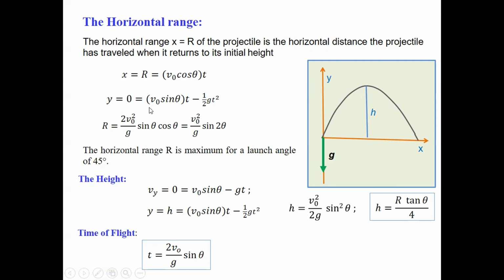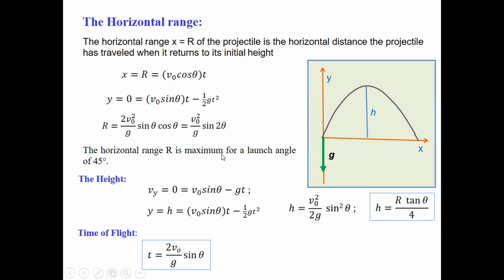So from both of these equations, we can reduce and find out the range. From this, we find the value of t and substitute it back. It is v naught square times 2 divided by g into sine of theta and cos of theta. And we know 2 sine theta cos theta is sine of 2 theta. Therefore, the trigonometric identity says the range is v naught square divided by g into sine of 2 theta.